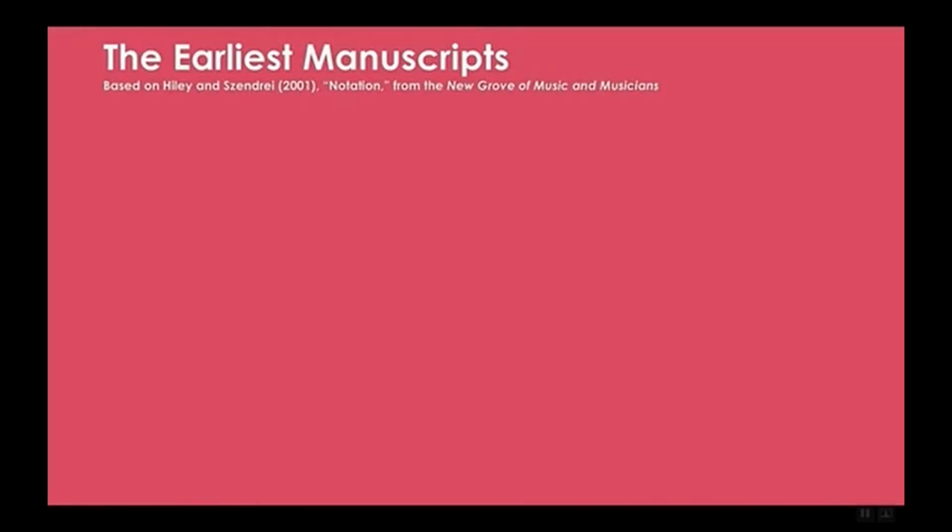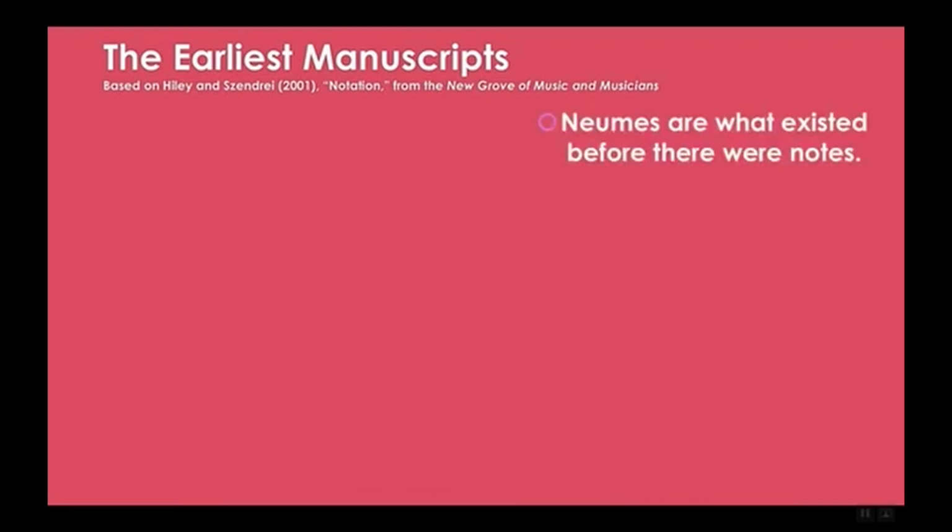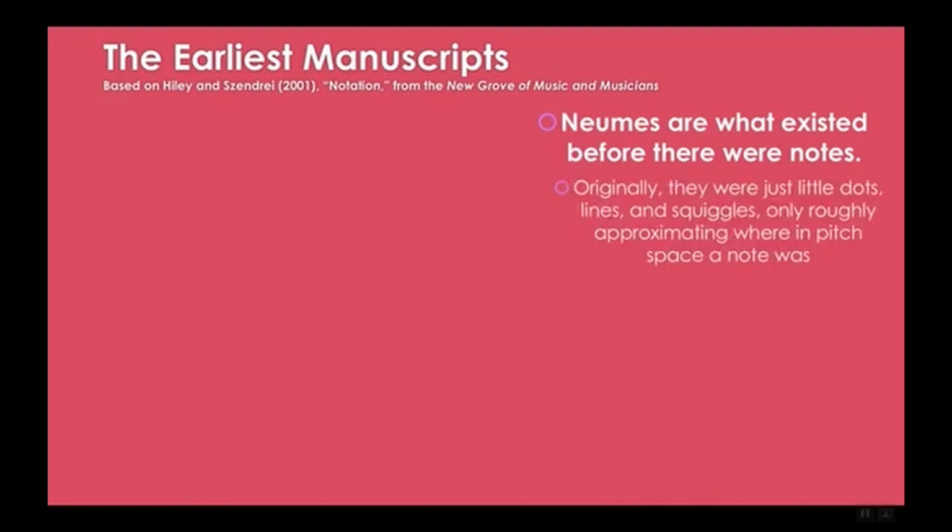So I showed you this screen in the last video, but I needed to show it to you early because you were going to do homework on it. But we're going to just go ahead and do it quickly again. So neumes are what existed before there were notes. Originally, there were just little dots, lines, and squiggles, only roughly approximating where in pitch space a note was. When I told you that in the last video, you probably didn't know what I was talking about. But now you kind of do, because you just saw those squiggles and we tried to read them and make sense of them.